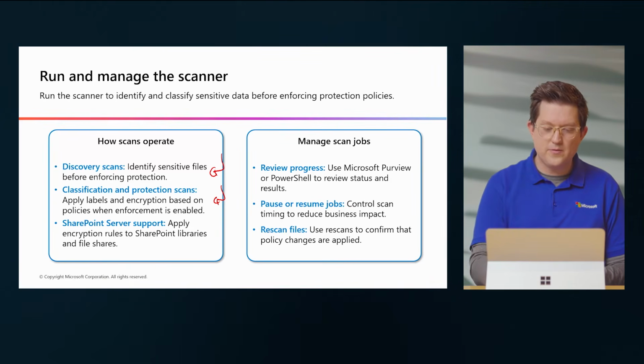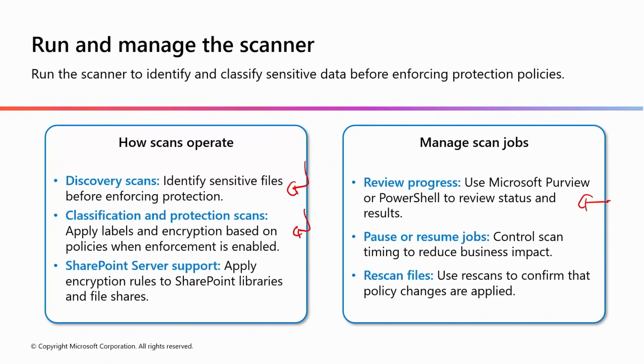And then we go through and we can review the progress over time. We can pause if there's any impact that we need to pause it for. Think of this as a way of reducing business impact and reducing noise on a server that is potentially busy. And then if we need to, we can rescan once we update our policies accordingly. This is designed to just help you stretch, and so make sure you're keeping an eye on how things are actually running.